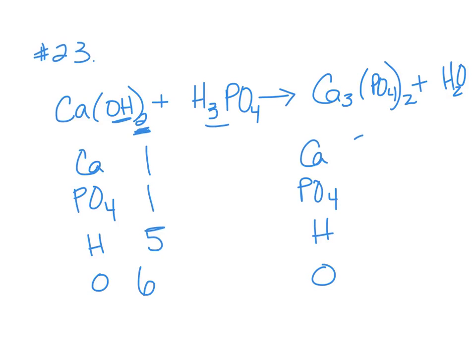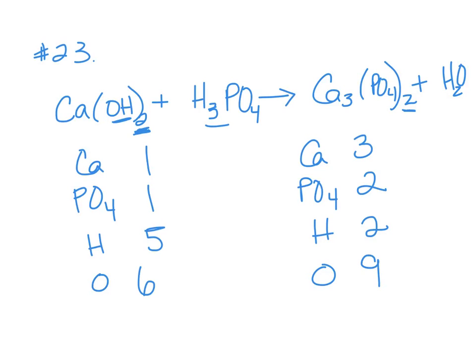And then on my right, I have 3 calciums. This 2 means that I have 2 PO4s. Hydrogens, I have 2, and then my oxygens, 2 times 4 is 8, plus 1 is going to give me 9.